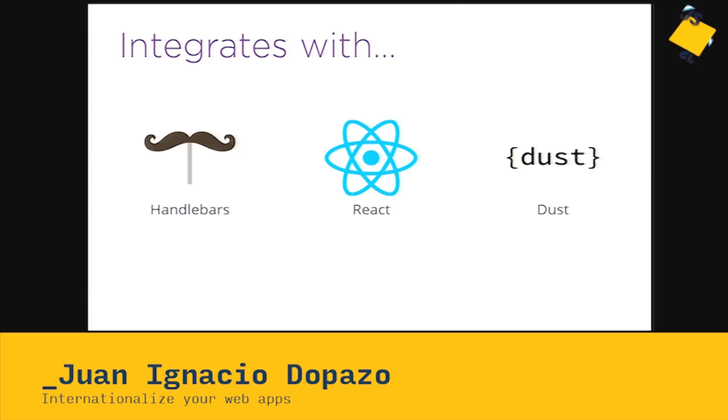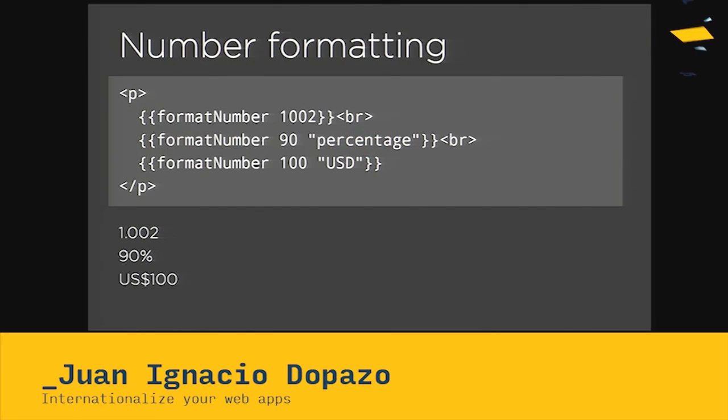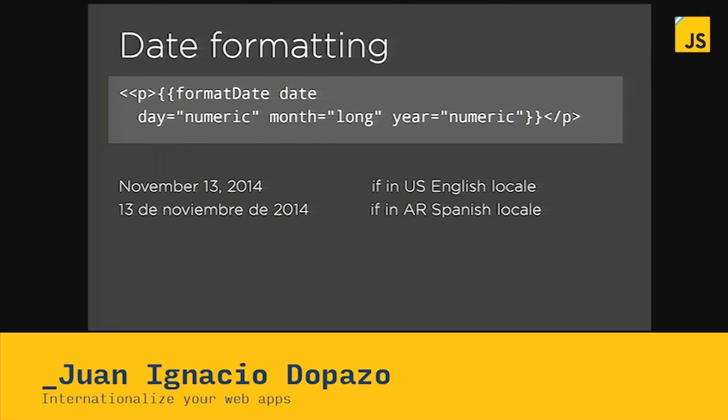So I want to show you some examples of how this works and how you can use it. And I'm going to use Handlebars, because I think it's probably going to be more familiar to all of you here. So in Handlebars, we have this format number helper, which takes a number and an optional second argument that allows you to say, oh, this number is actually a percentage or a specific currency. And again, same goes for date formatting. We have a format date helper, which takes a date and a couple of options to specify how you're going to show this date.